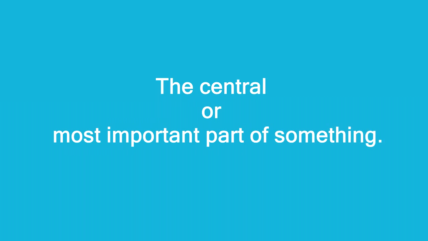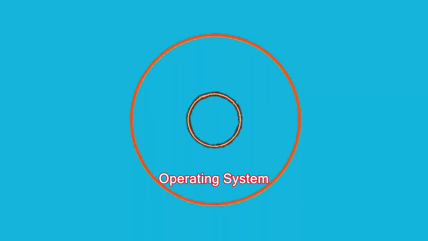So now, as the name suggests, kernel means the central or most important part of something. For example, consider the circle as an operating system. Then I draw another circle inside this circle, which is the core of this circle, and I name it kernel, because kernel is the core component or the central part of something. So the central part or the core component of an operating system is called the kernel.